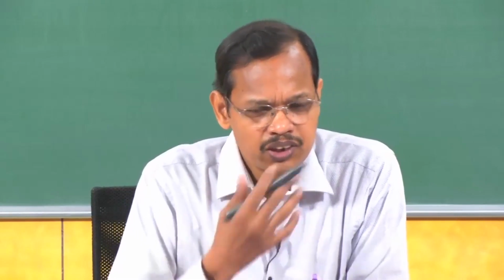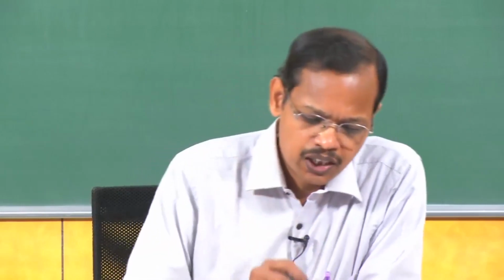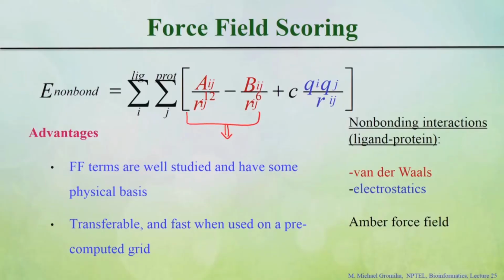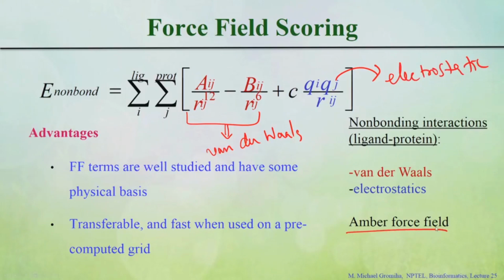Then the next one is the force field scoring. What is the meaning of force field? Calculating different types of energies. Here it is mainly the van der Waals energy, and this term is the electrostatic. These are the major terms used in the Amber force field, which is a widely used force field. This is well studied, and it is also based on a physical basis, because we calculate the energy. Then you can calculate the energy for any complex.